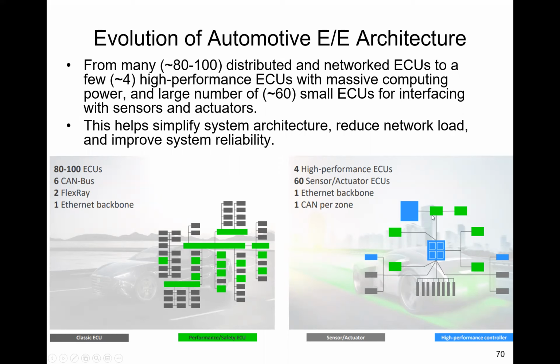And on the right, you can see that the high performance control is getting more and more centralized. Here we have 4 high performance ECUs, and 60 or so smaller sensor actuator ECUs. So the centralization trend helps to simplify system architecture, reduce network load, and improve system reliability.